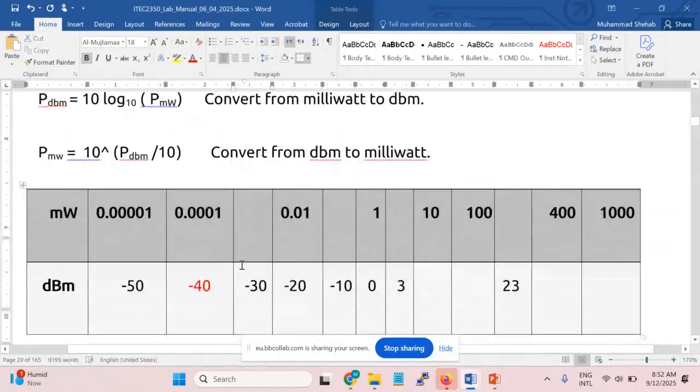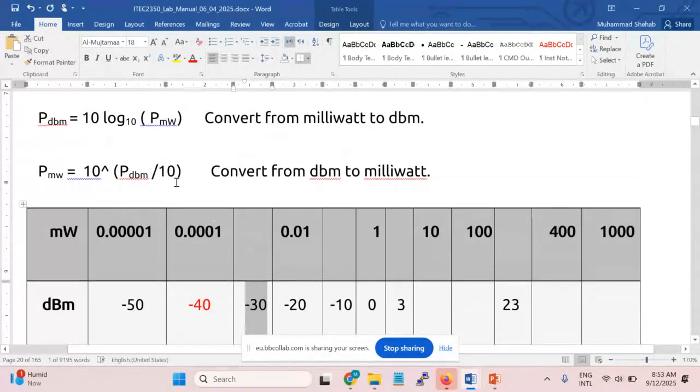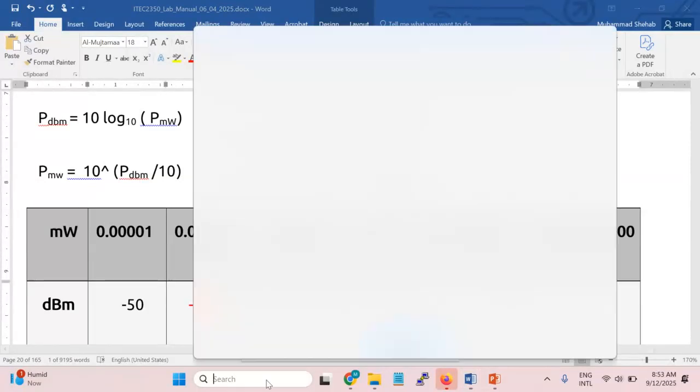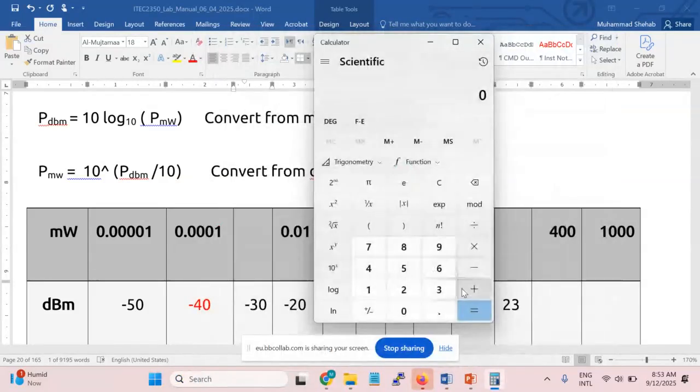So let us do this one. Minus 30 dBm. I need to get the value in watt, in milliwatt. So I will use this formula. Minus 30 divided by 10. How much? 3. 10 power minus 3.